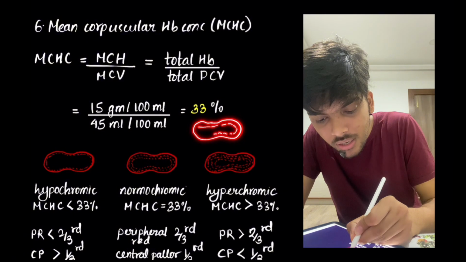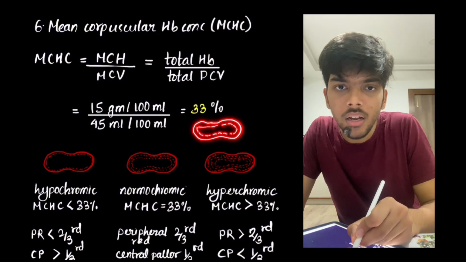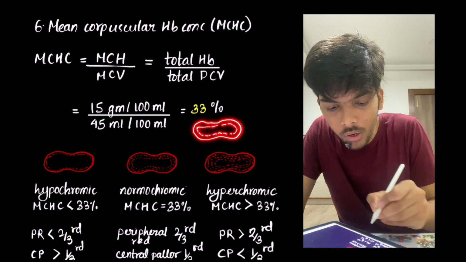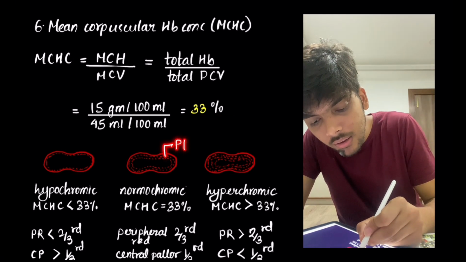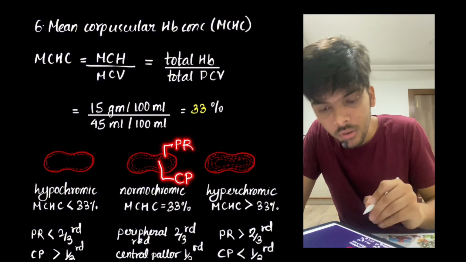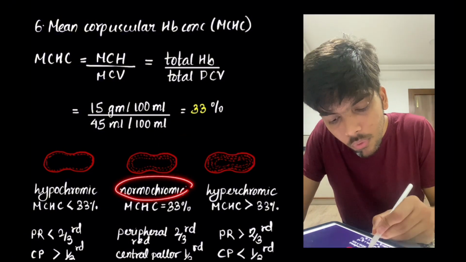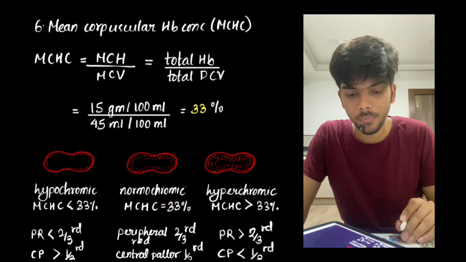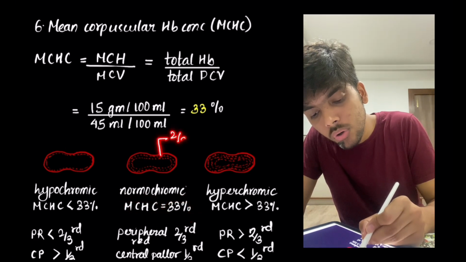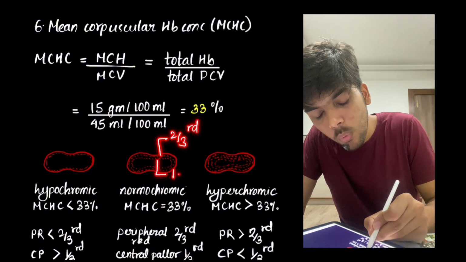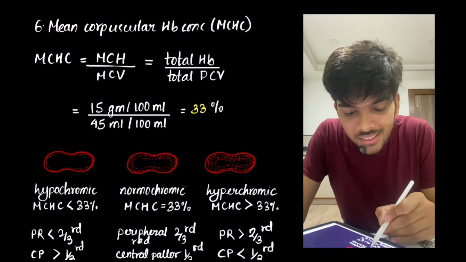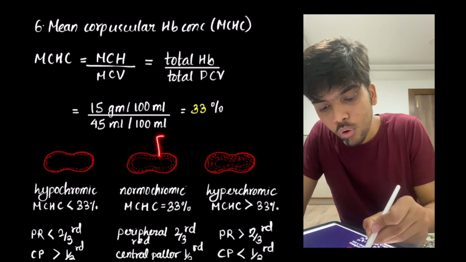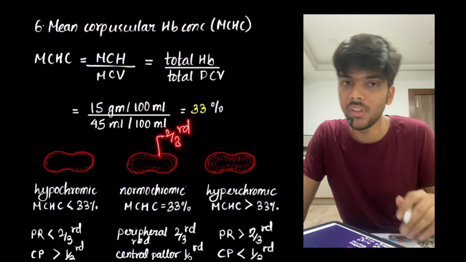So the hemoglobin is present at the periphery of the RBC. Centrally it is pale. So we call it central pallor and peripheral red. What do we have here? We have the peripheral red and the central pallor. First things first. In a normochromic RBC, MCHC is normal, 33%. The peripheral red is 2/3 and the central pallor is 1/3. So 33% of the hemoglobin present in this cell forms 2/3 of the peripheral red of the cell.